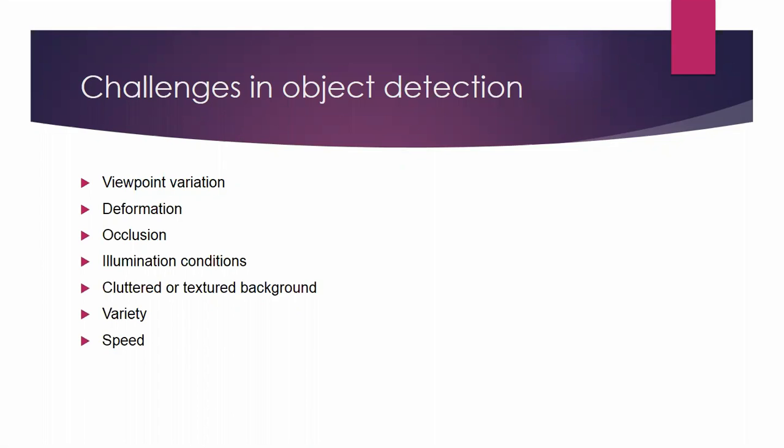Illumination conditions. Lighting has a very large influence on the definition of objects. The same objects will look different depending on the lighting conditions. Cluttered or textured background. Objects that need to be identified may blend into the background, making it difficult to identify them. Variety. The same object can have completely different shapes and sizes. Computer vision needs to do a lot of research to read an object and understand what it means.